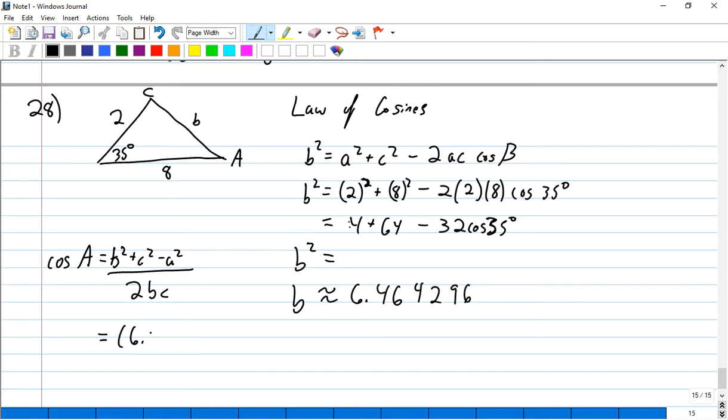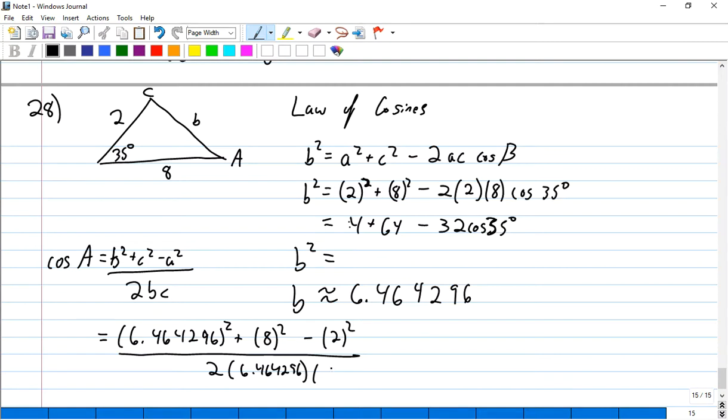So you're going to have to put in that long decimal and square it. The reason why you need to carry it out is because we're putting a rounded value in a formula. That's a no-no. That's going to make you get a wrong answer. But if you carry it out far enough, then the percentage margin of error will be a lot smaller. So, and then c was 8, so plus 8 squared, and then minus a was 2, so minus 2 squared, over 2 times that long decimal times c, not c squared. C was 8.